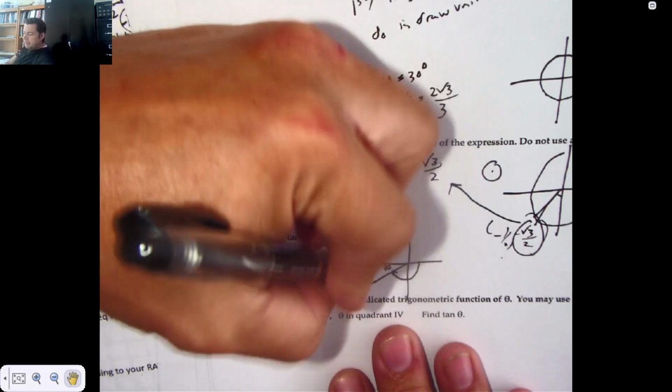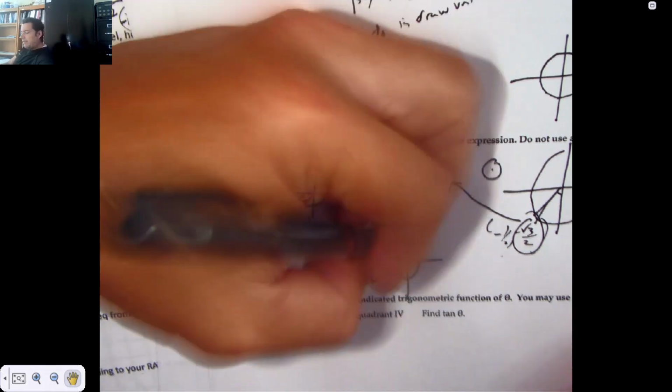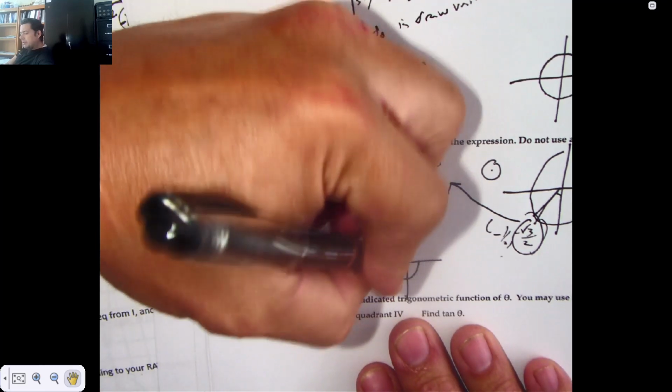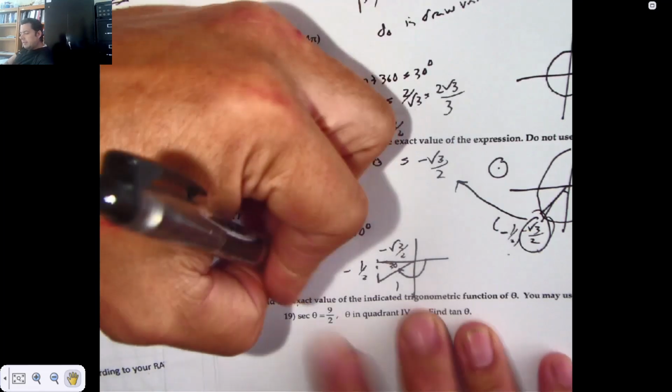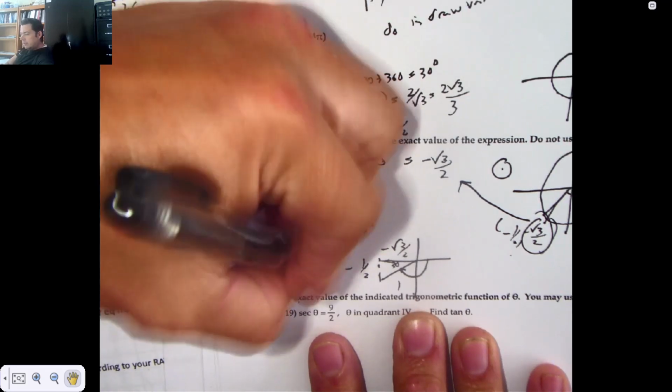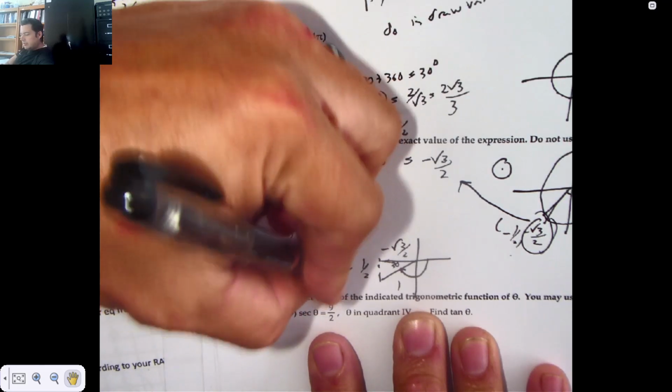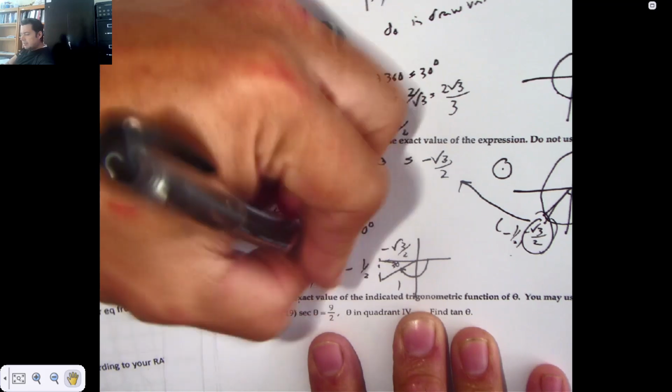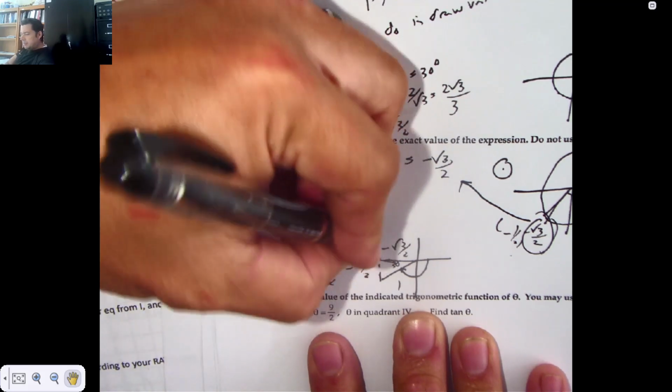Opposite of 30 is 1/2. It's negative because it's going down. Adjacent to a 30 is negative root 3 over 2. Hypotenuse is 1. Tangent is opposite over adjacent. So negative 1/2 over negative root 3 over 2. The 2's cancel, negatives cancel. 1 over root 3, which would be root 3 over 3.